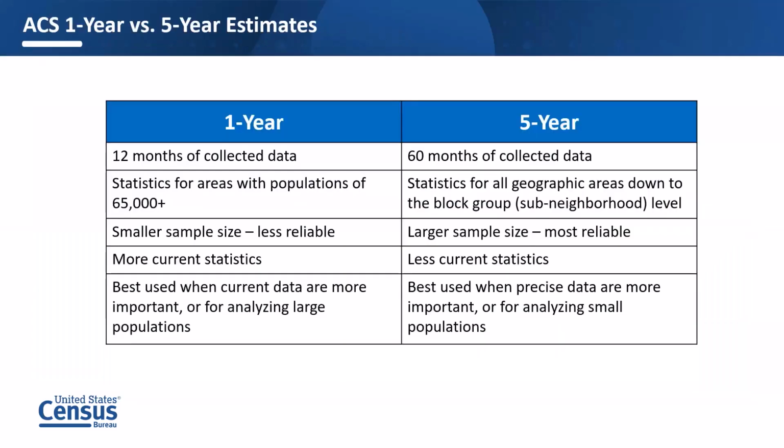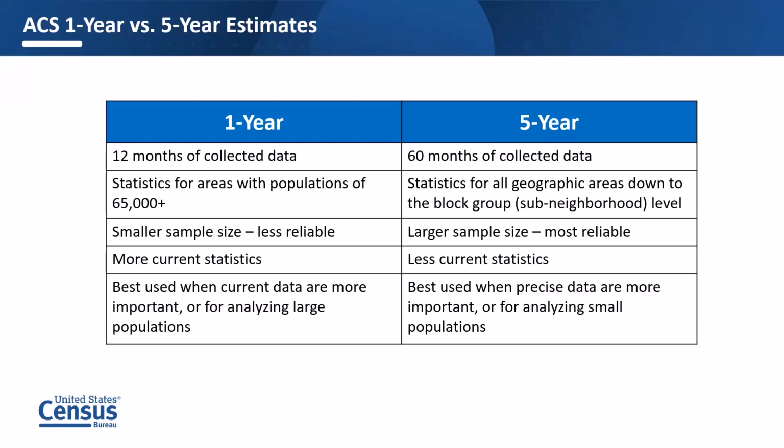As I said, the ACS is released as 1-year and 5-year estimates. The 1-year estimates are, of course, 12 months of collected data, whereas the 5-year are 60 months of collected data. The 1-year are for populations of 65,000 or more, and the 5-year are for all geographies down to the block group level, basically the sub-neighborhood level. The 1-year has a smaller sample size, so it's less reliable. And the 5-year has a larger sample size. There's more data going into it, so it's more reliable. The 1-year is more current, whereas the 5-year is less current.